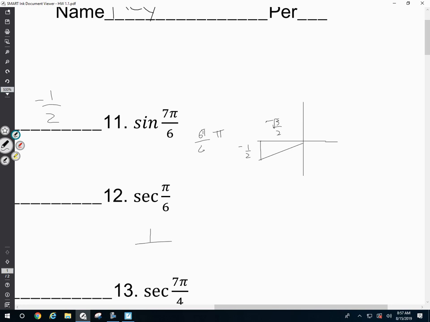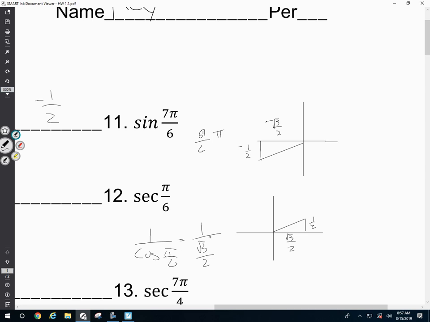Secant, reciprocal of cosine. Let's find the cosine of pi over 6. Pi over 6, again, 30-degree reference angle, short 30, 60, 90 triangle. Vertical is the shorter side. Horizontal is the longer. Cosine being the horizontal or the adjacent, that's the longer side. Cosine, adjacent over hypotenuse. Horizontal side length divided by 1, or just the horizontal side length.